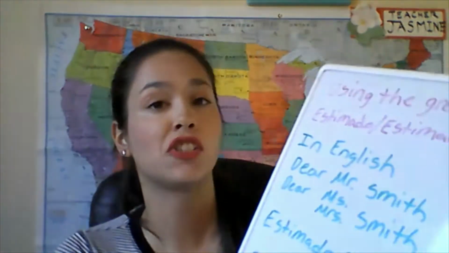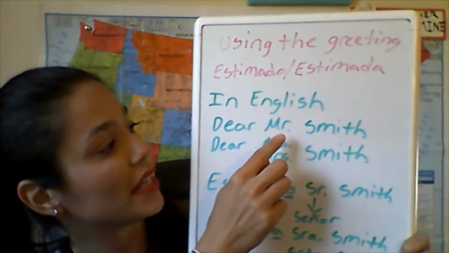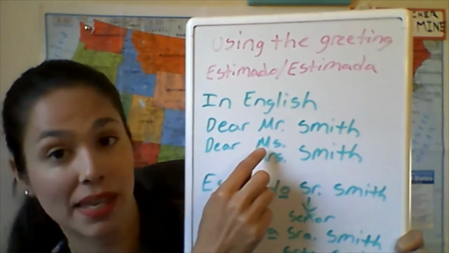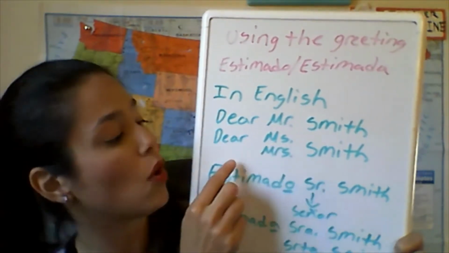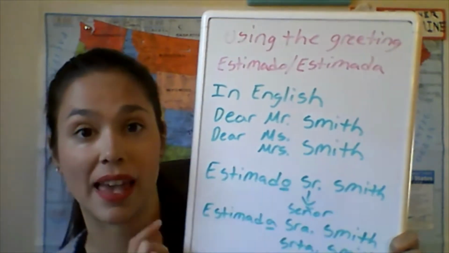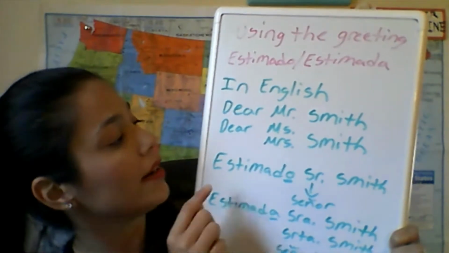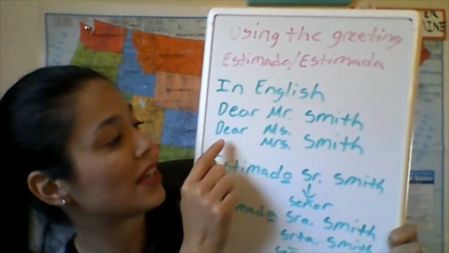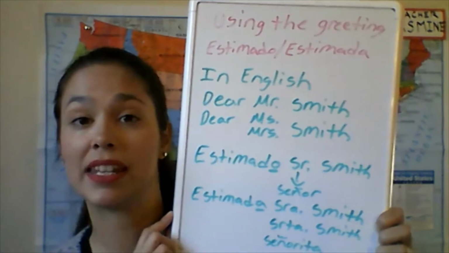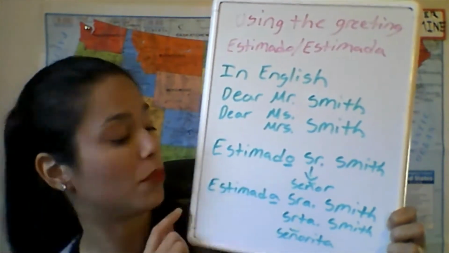Let's review using the greeting estimado or estimada in a Spanish letter. So in English, we normally would just say dear Mr., or dear Miss if the woman is single, or dear Mrs. if we know they are married. So let's use Smith as an example. Dear Mr. Smith, or Dear Miss Smith, Dear Mrs. Smith. Now, in a Spanish letter, this is how we would write it, using the greeting estimado or estimada.